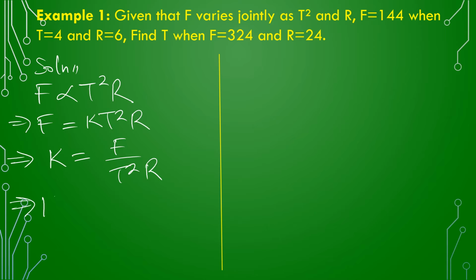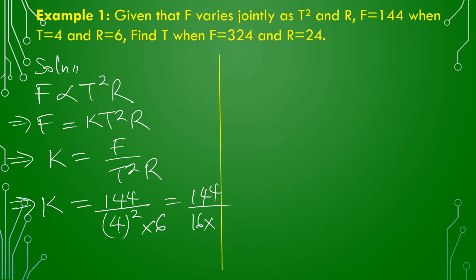Now you have been given the values. F is 144 and t is 4 squared and r is 6. From here we have 144 over 16 times 6. From here, if you solve, our k is equal to 3 over 2. That is the k, the value of the k. If you divide what we have here, you have that k is equal to 3 over 2.